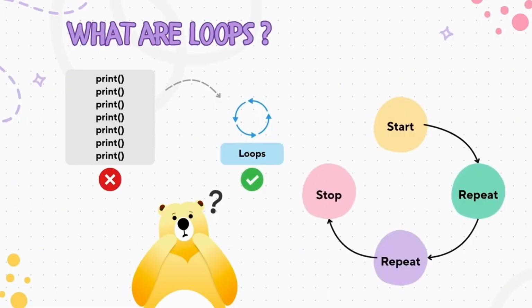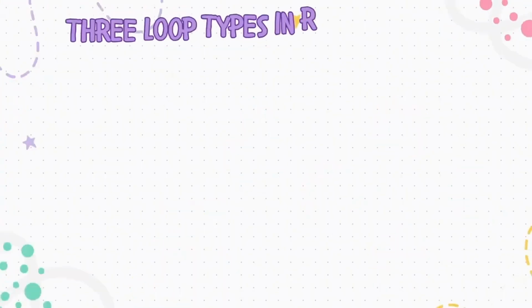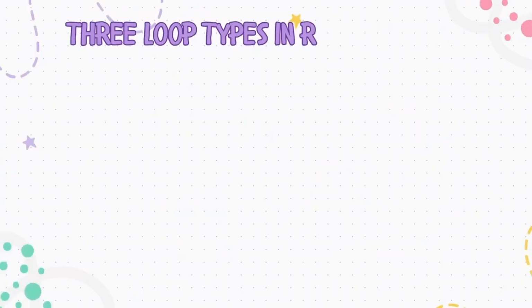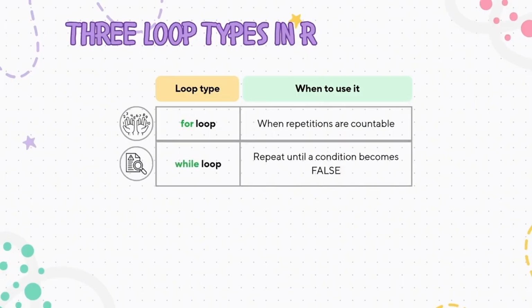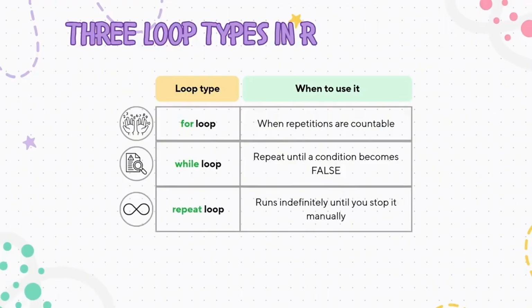Okay, now that we have a basic idea about what loops are, let's get to knowing about the types of loops inside of R. There are 3 types of loops inside of R, and each loop repeats code, but the reason for repeating is different. First of all, we have the for loop, and this loop is used when the number of repetitions is countable. Next up, we have a while loop, which repeats something while a condition is true. That is, while loops repeat themselves until a condition becomes false. And then finally, we have the repeat loop, which runs indefinitely until we stop it manually.